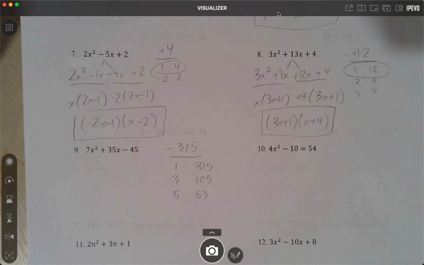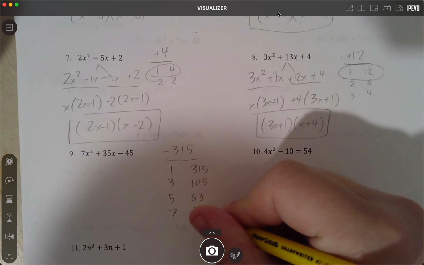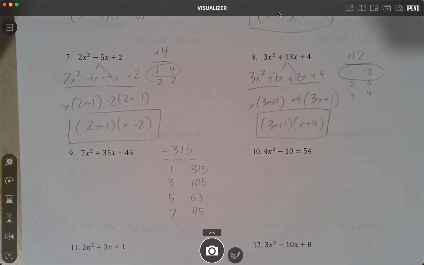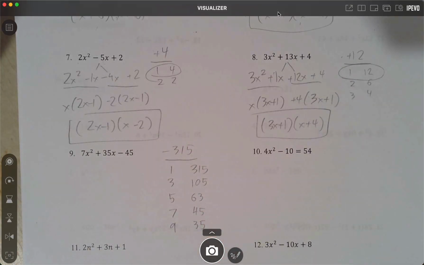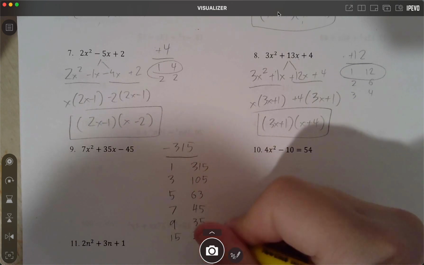What about 6? 315 divided by 6. That doesn't work. 315 divided by 7. Well, 7 times 45 is where we got this from. Let's keep going. Does 8 work? No. Does 9 work? 315 divided by 9 is 35. Does 10 work? No, because it doesn't end with a 0. Does 11 work? Nope. Divided by 12. Nope. Divided by 13. Nope. 14, 15. 315 divided by 15, I think that works. I've got 15 and 21. I think I might be done here.